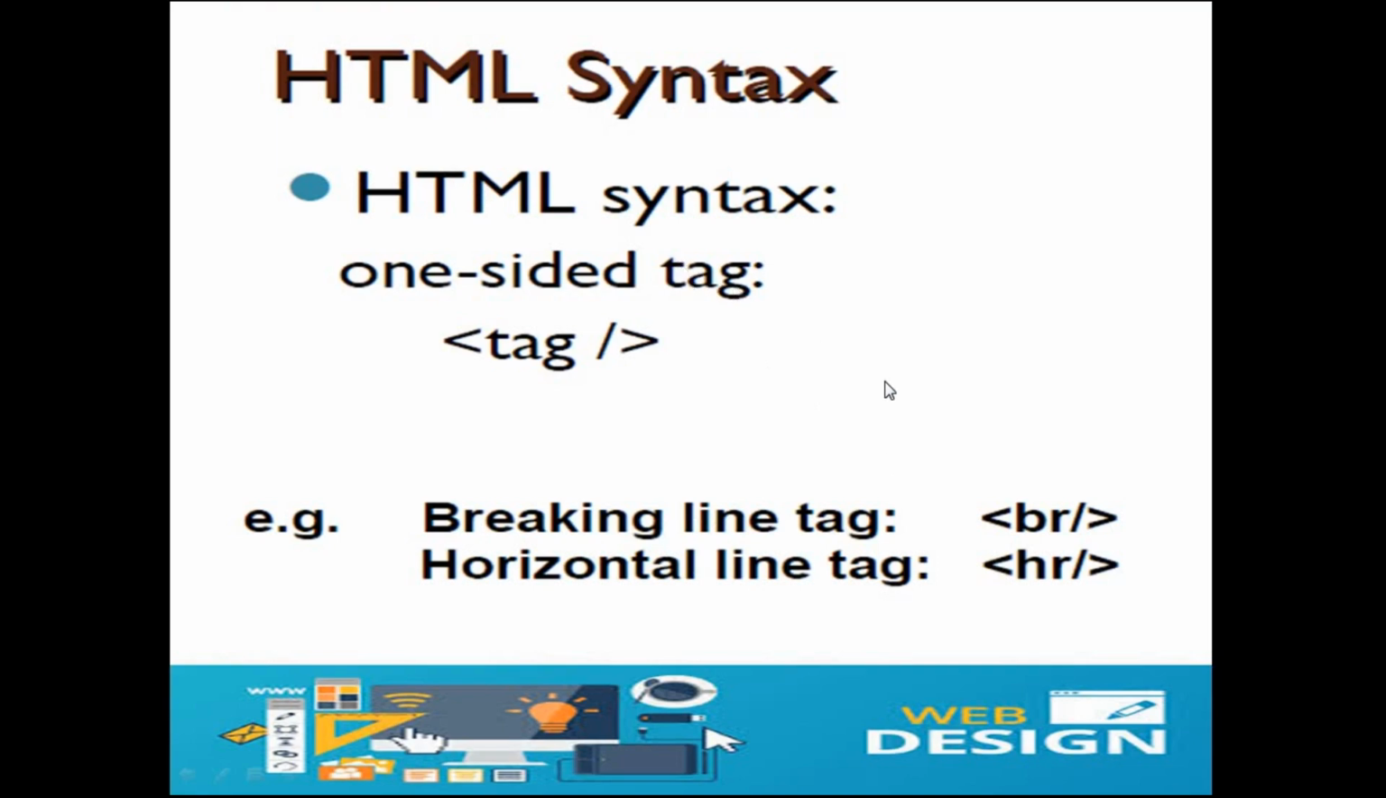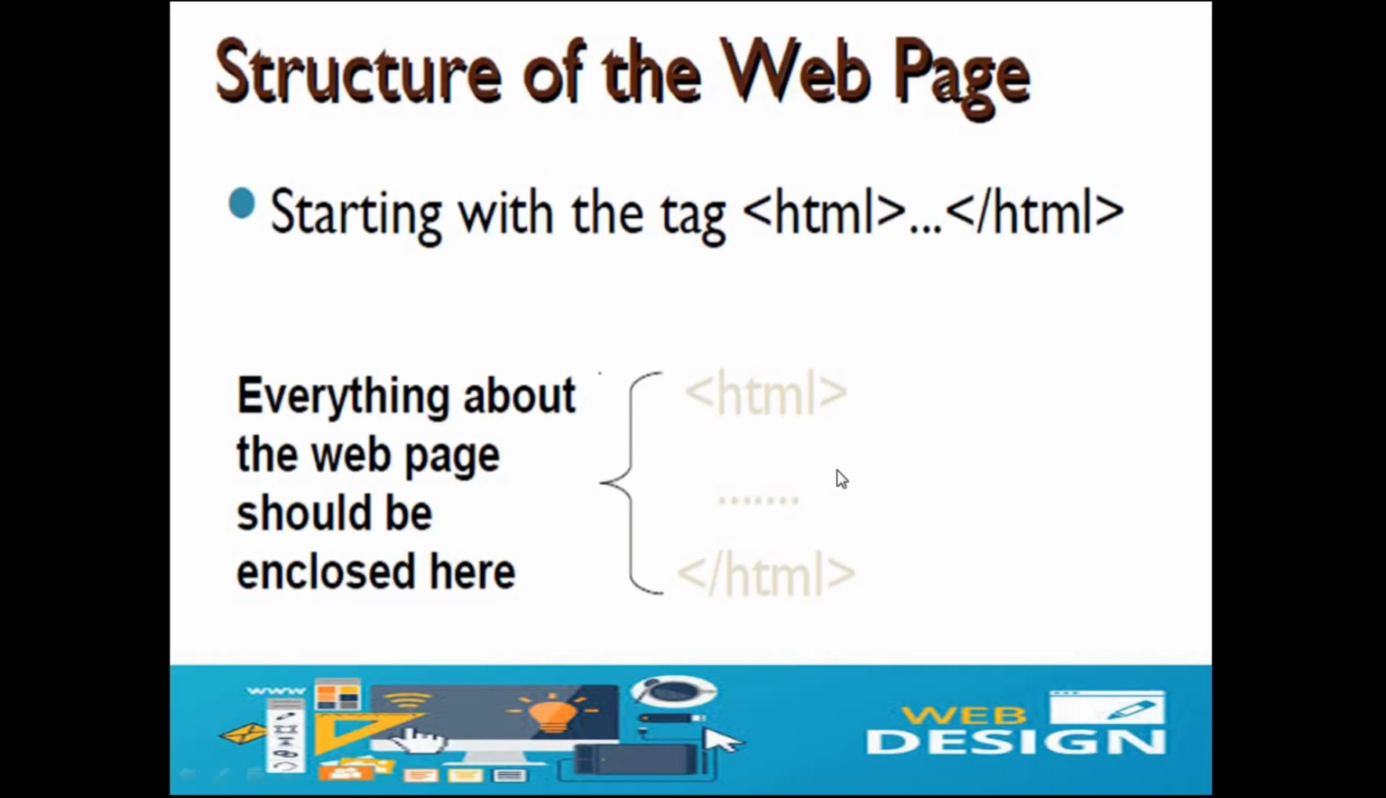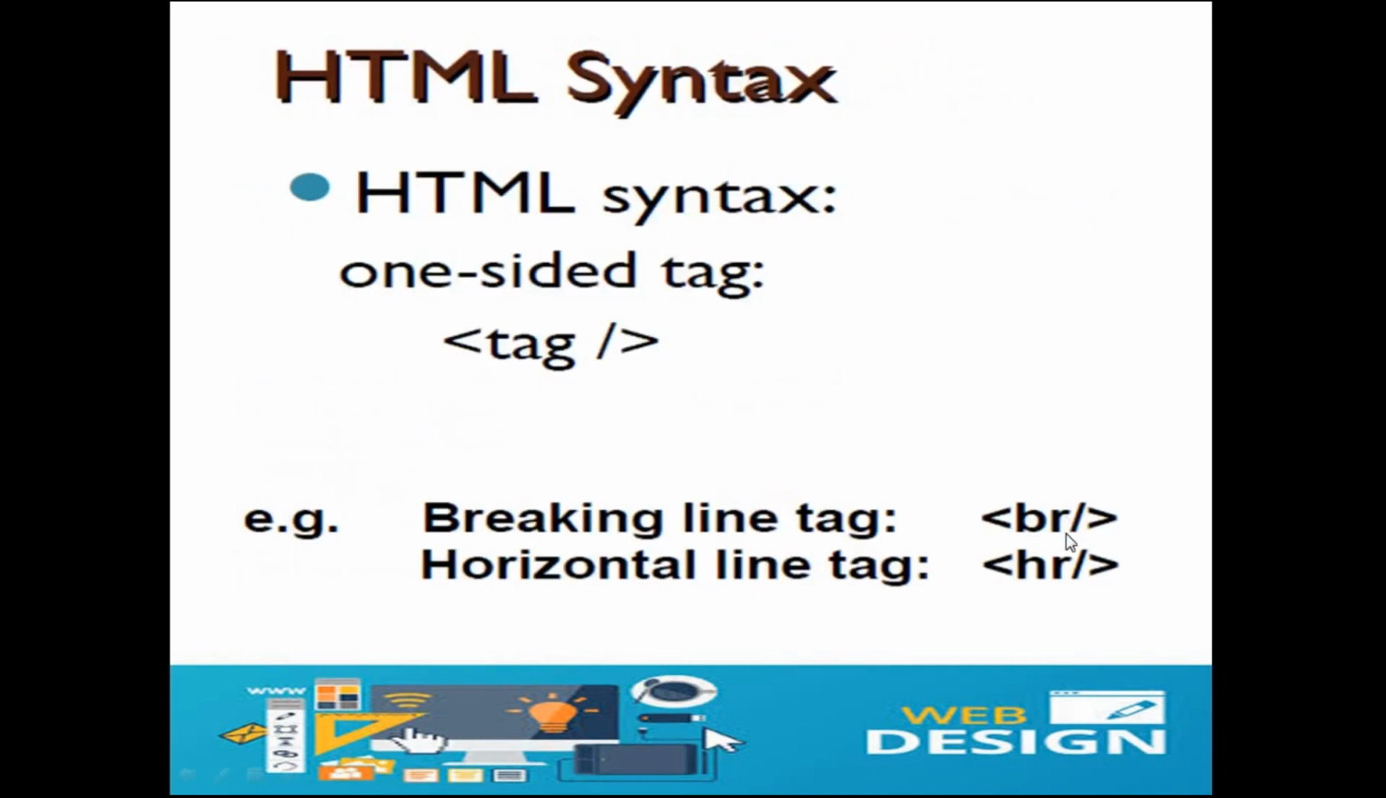As I told, HTML has one-sided tags also. That means previously I said we use opening and closing tags, but for some tags we only use a one-sided tag. That is, for breaking a line, if you want to go to the next line, then you use the BR tag, and also the horizontal line. But simply remember here the slash is different, and it is used at the end of the tag, not the start of the tag. So you can say it is the starting and closing of a BR tag.